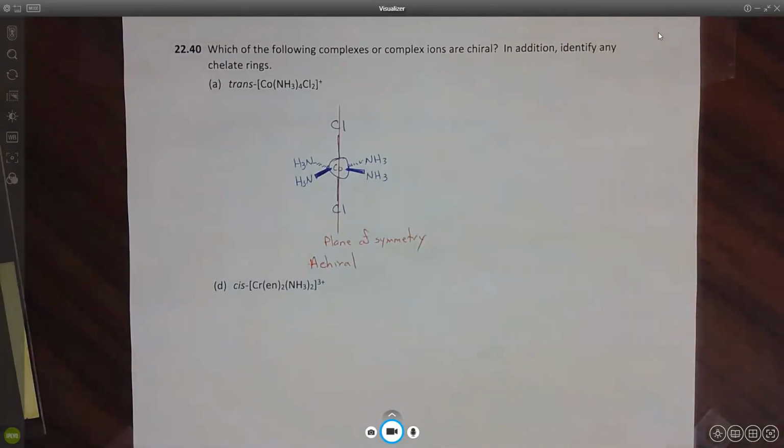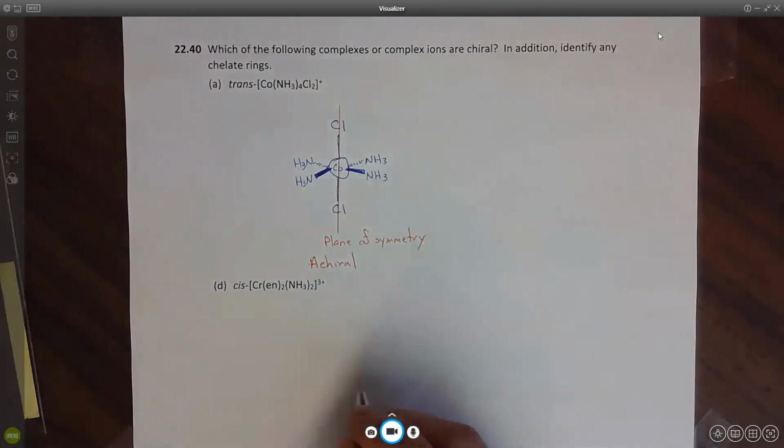Okay, next let's look at this isomer here. So this is a cis, and then we have the ethylenediamine, which is a bidentate ligand. There's two of them, so that's going to be 4 coordinate covalent bonds. And then we have 2 ammonia, and they are going to be monodentate ligands. So that's 6 coordinate covalent bonds.